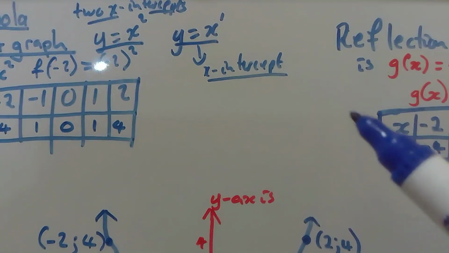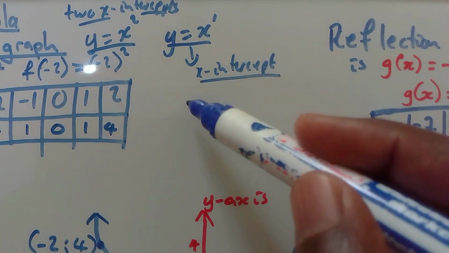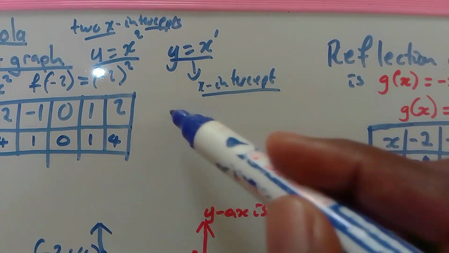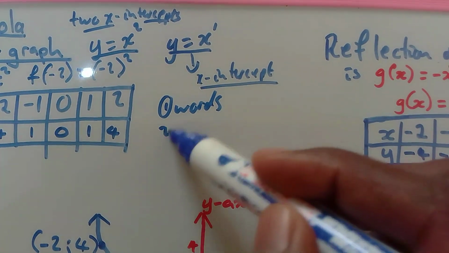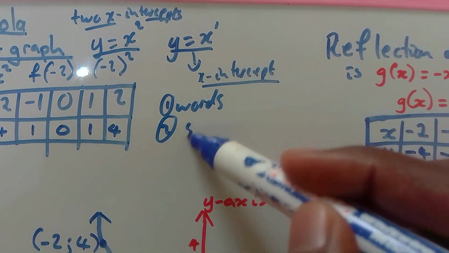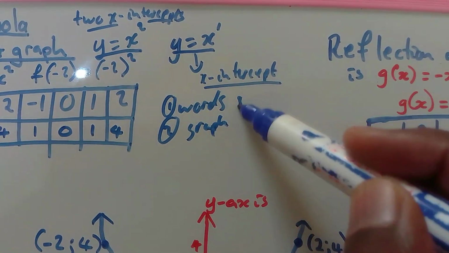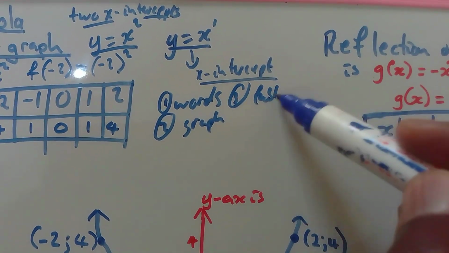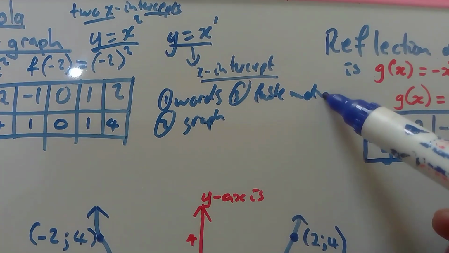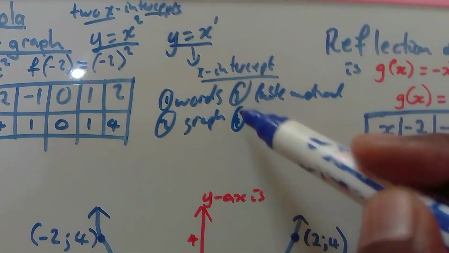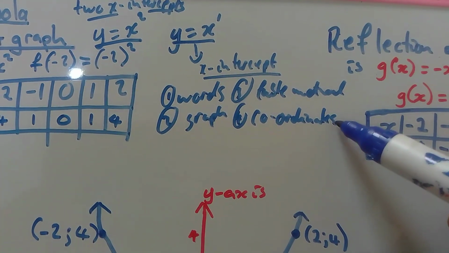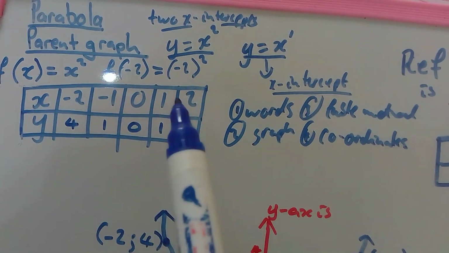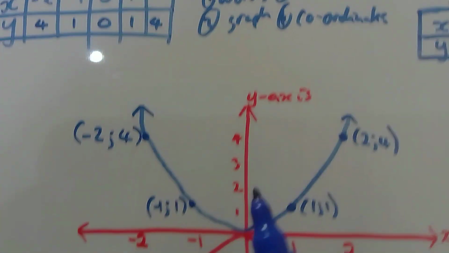Remember what I said from the first video. I said to you, functions are represented in 4 different ways. Number 1, it could be words. Number 2, it could be a graph. Number 3, it could be the table method. And number 4, it could be coordinates. So in this particular instance, we are using the combination of the table method and the graph.